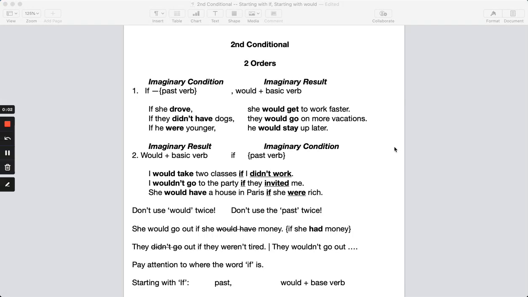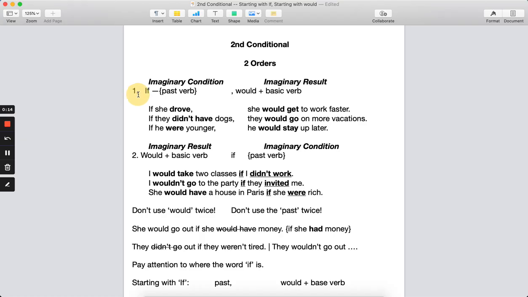It's time to really get flexible with the second conditional. There are two orders that we can use, two different ways. The first way that I start in the teaching is I always start with if, which is your first imaginary condition. And then I use would or wouldn't to show the imaginary result. We have a past verb after if, and then the result is would or wouldn't plus basic verb. Let's look at 3 examples.